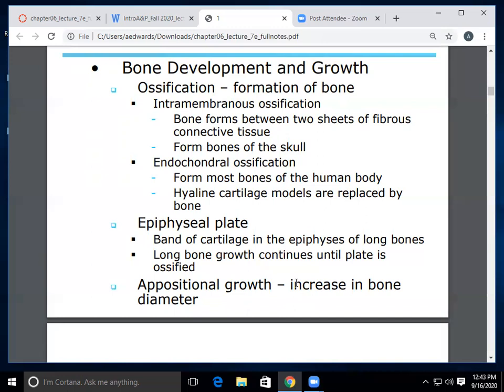Endochondral ossification is where most of the bones do their growth. And this is actually taking hyaline cartilage, when we learned about cartilage, and replacing that cartilage with bone. So if you take A&P 1, it gets a lot more detail than that, but I'll tell you, at least for this class, that's all you need to know about the two types of ossification.